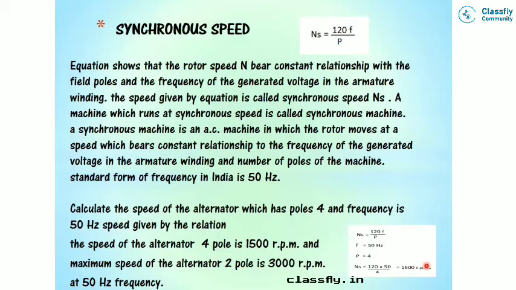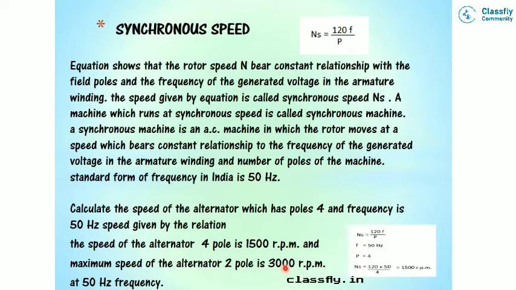As it is speed, it is in revolutions per minute. So the speed of the alternator for 4 poles is 1500 rpm, and the maximum speed of the alternator for 2 poles is 3000 rpm. That means in place of 4 poles we write 2, and we get 3000 rpm at 50 Hz frequency. So the maximum speed for a 2-pole alternator is 3000 rpm.